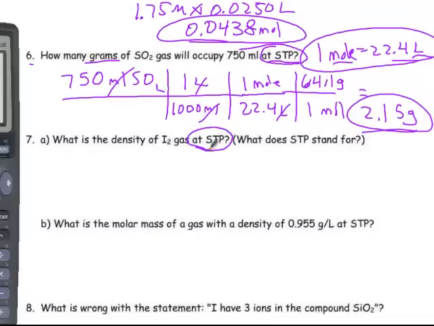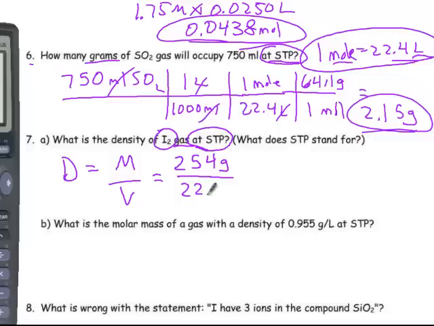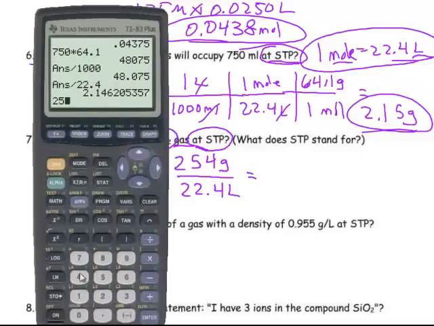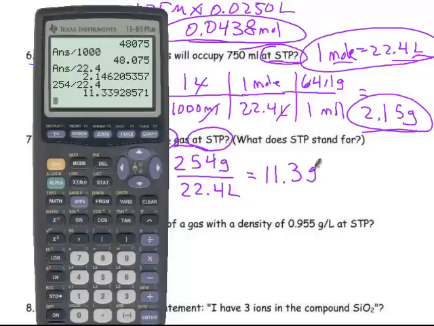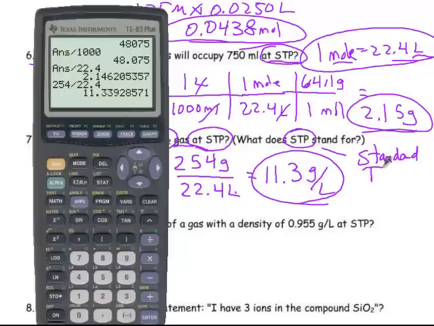There it is again, at STP, the density of I2 gas. So density equals mass over volume. Now what we're going to do is assume a mole here. So we're going to use the molar mass of 2 iodines, 127 times 2 is 254 grams, divided by the volume at STP, which is 22.4 liters. So 254 divided by 22.4, and I get 11.3 grams per liter are the units. Grams and liters don't cancel. What does STP stand for? It is standard temperature and pressure. T is temperature, P is pressure.